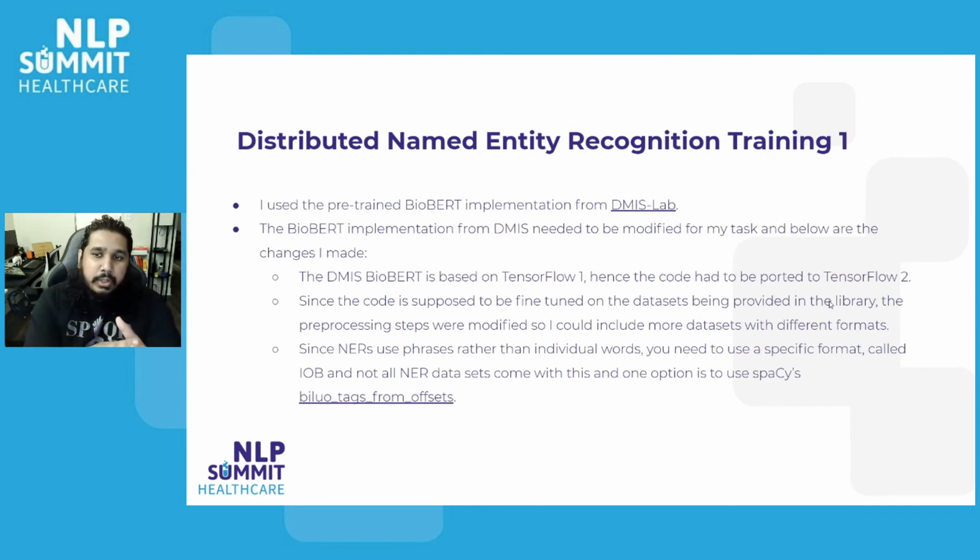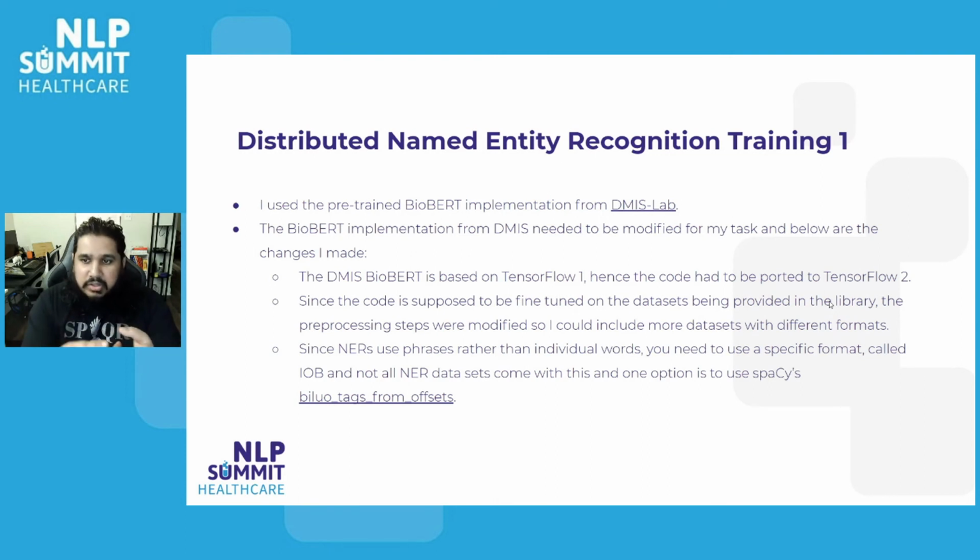But to put all this together, the first thing I did was to convert the original BioBERT implementation to my use case. Below are the steps that I took to modify BioBERT. The DMIS BioBERT is based on TensorFlow 1, but my business use case was to use TensorFlow 2. So the first thing that I did was to port the code from TensorFlow 1 to TensorFlow 2 and made sure it worked in the base use case.